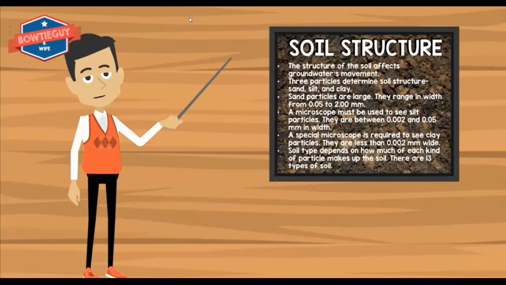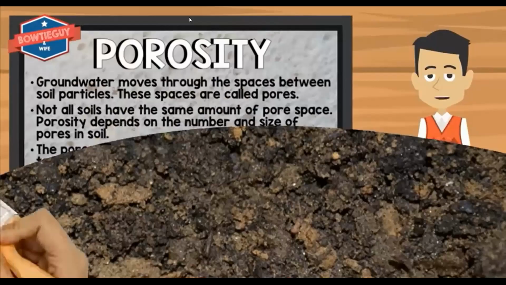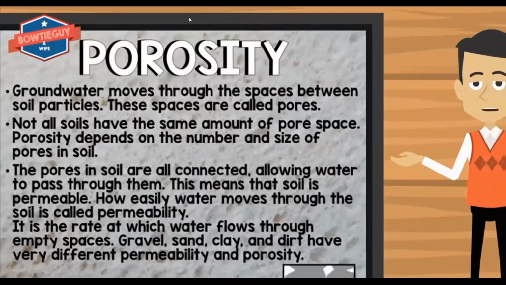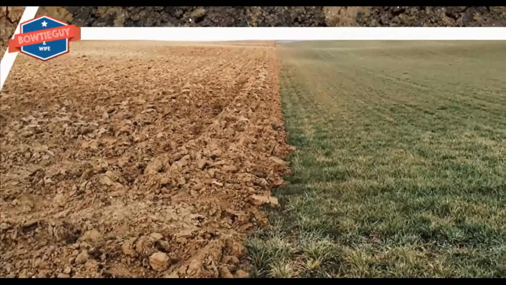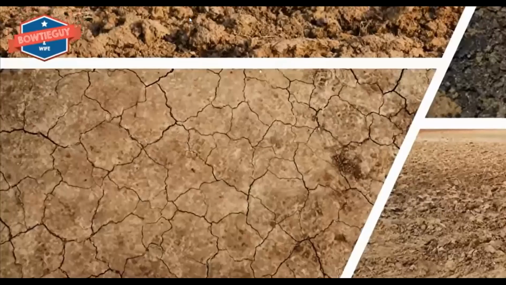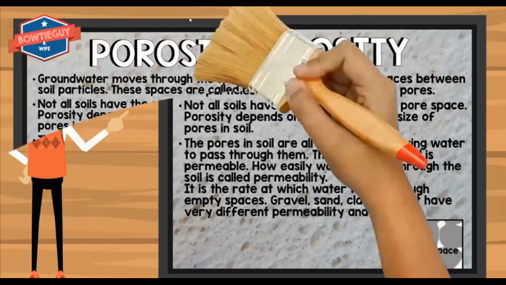Porosity. What is porosity? Groundwater moves through spaces between the soil particles. These spaces are called pores. Not all soil has the same amount of pore space. Porosity depends on the number and size of pores in soil. The pores in soil are all connected, allowing water to pass through them. This means that soil is permeable. How easily water moves through the soil is called permeability. It is the rate at which water flows through empty spaces.